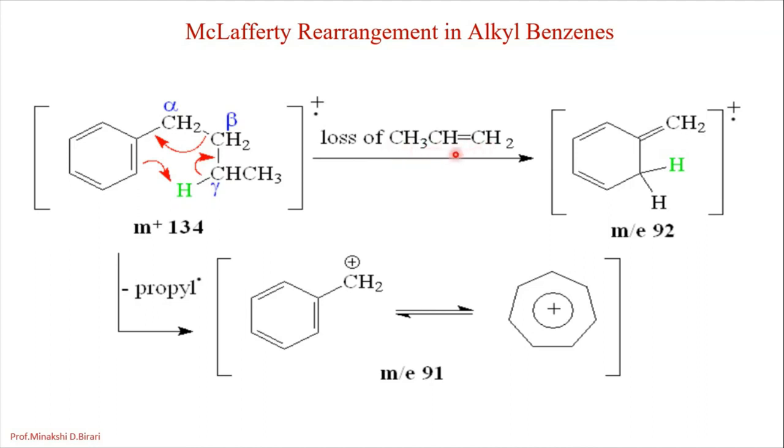First of all, there is a loss of this CH3CH=CH2, and we get the formation of this type of radical cation at mass to charge ratio 92. Also, if we consider the removal of this type of radical, propyl radical, we get another type of fragment, and the peak observed may be at mass to charge ratio 91 due to the formation of the tropylium ion. So that will be observed in case of alkyl benzenes.